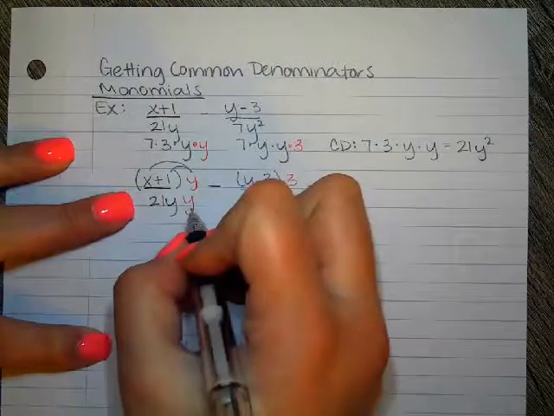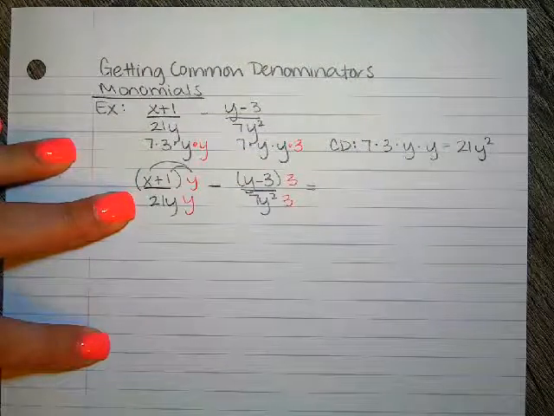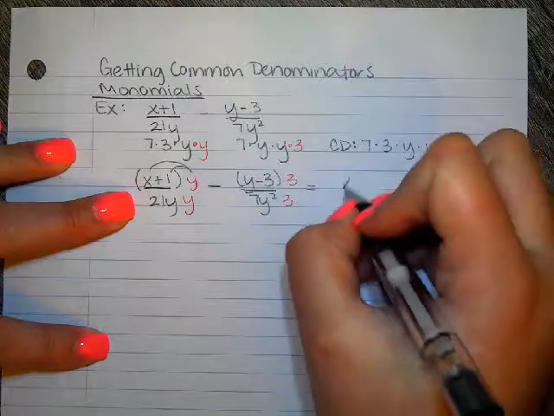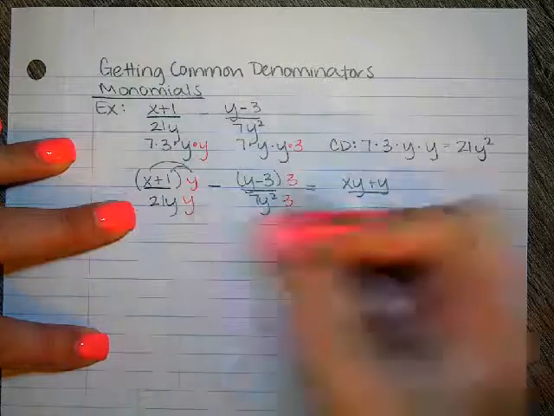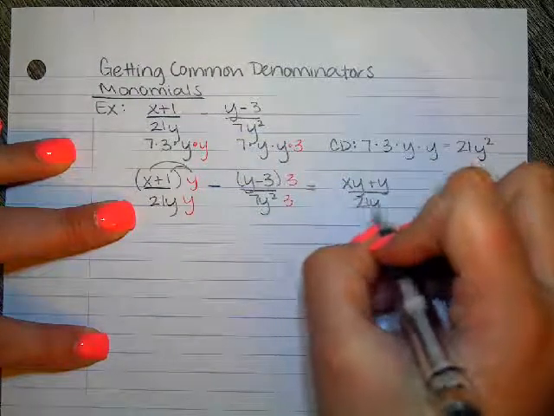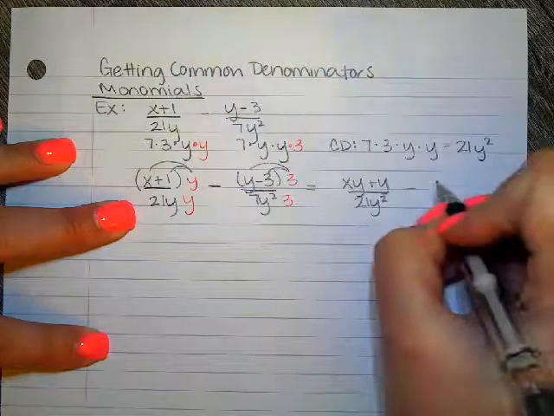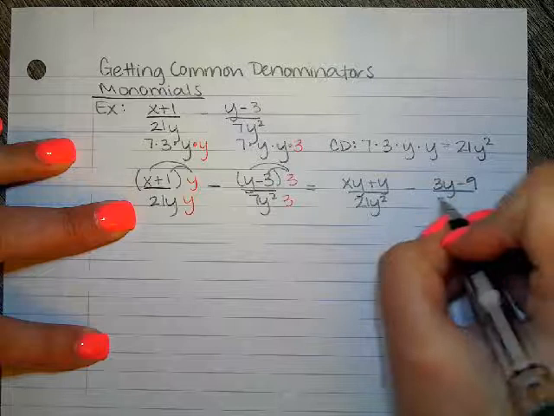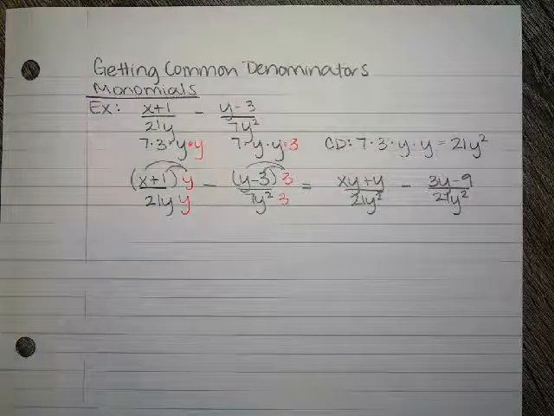So we know that the problem needs a y in there. We went ahead and multiplied by y. I get xy plus y on the top. I can see that when I multiply by y on the bottom, I get 21y squared. And then I distribute the 3, 3y minus 9. And then I get 21y squared. I can say I've got that common denominator. I'm going to leave it there.